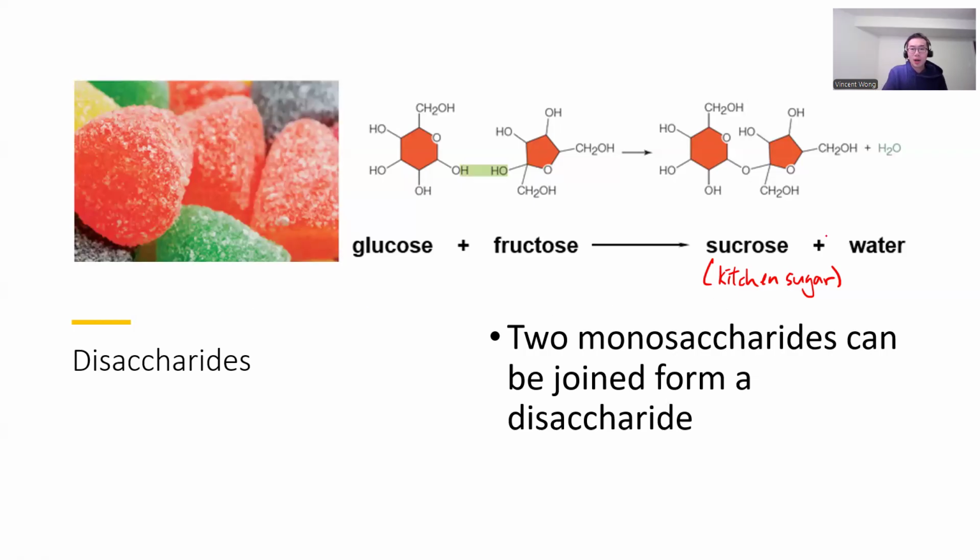So these things are double sugars, right? Because they're two things stuck together. We call them disaccharides. Monosaccharides, single sugar. If you put them together, you get disaccharide.